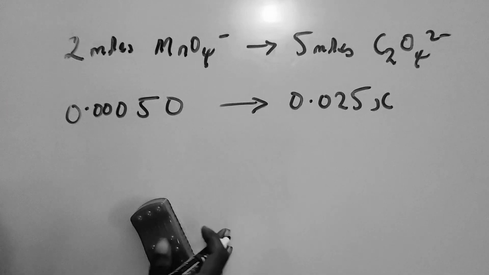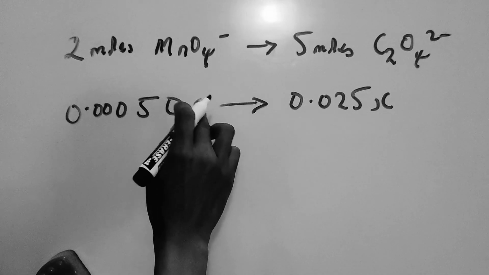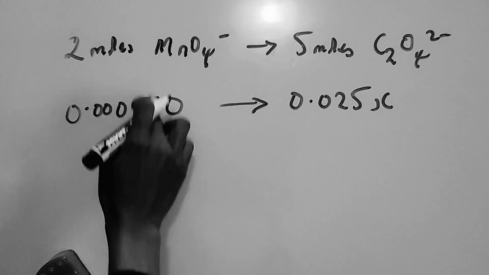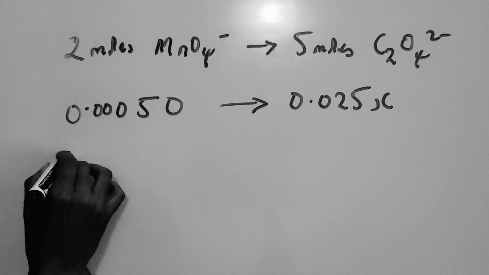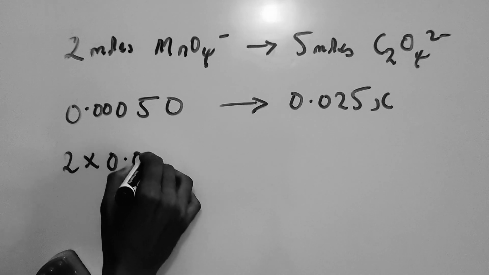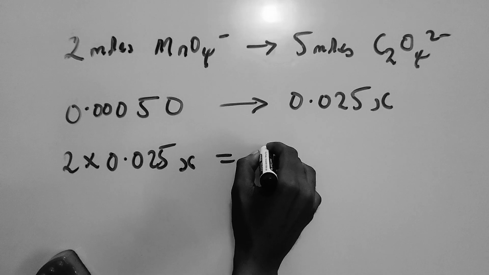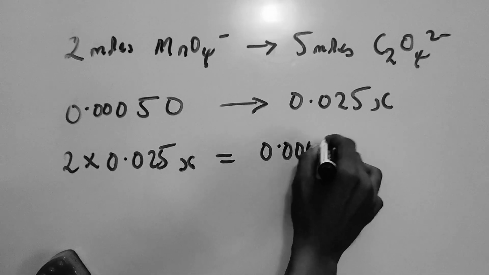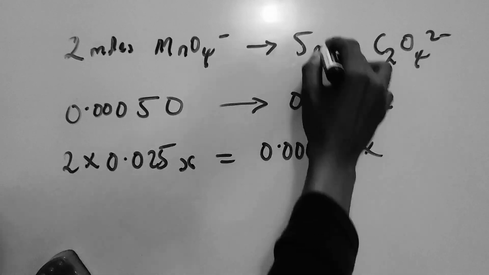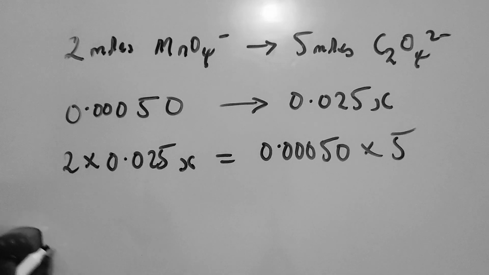I believe you know the next step to take, all right? So all I'm going to do is multiply this by this, multiply this by this. So I have 2 multiplied by 0.025x will be equal to 5 multiplied by that. That's 0.12350 times 5. Can you see that?